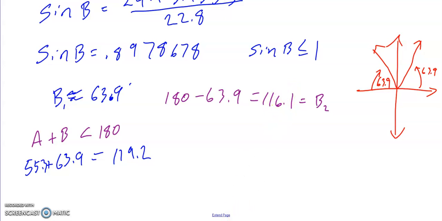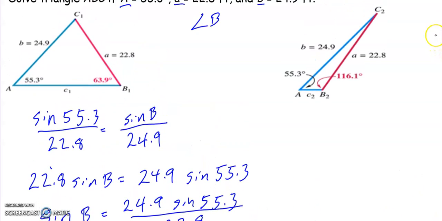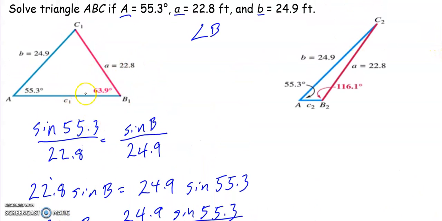Well, let's try B2. Let's take B2 and add it to angle A. So 55.3 plus 116.1. Is that less than 180? That's going to give me 171.4. That's less than 180. So B2 is also a viable angle. So we've got a triangle here on the left where we know angle A, angle B, side A, and side B. And if you look, it's this triangle right here.